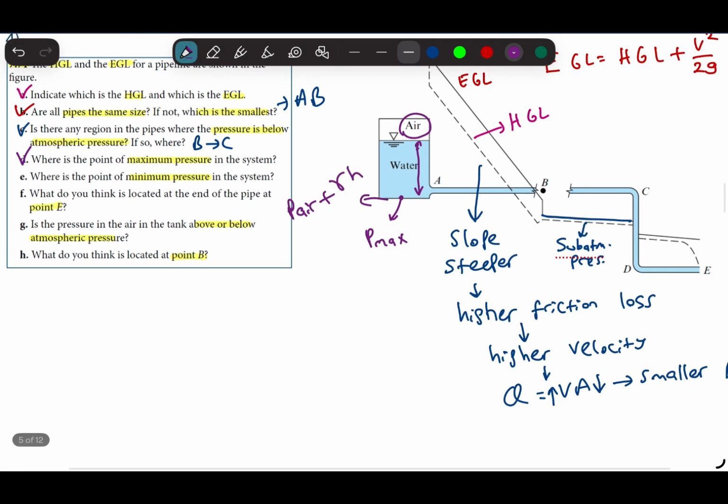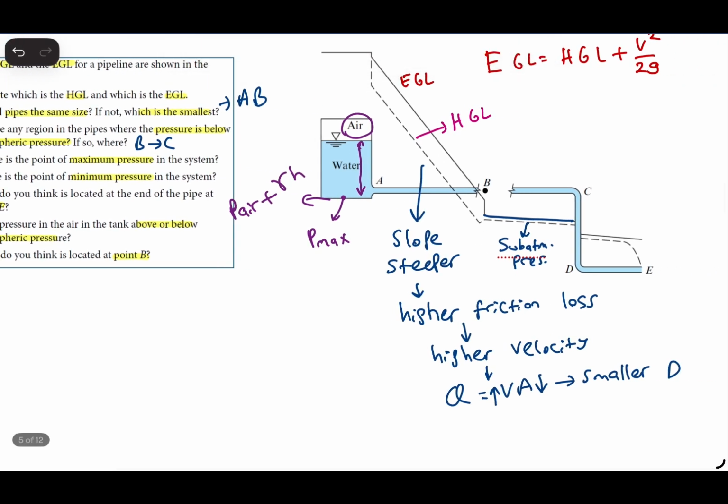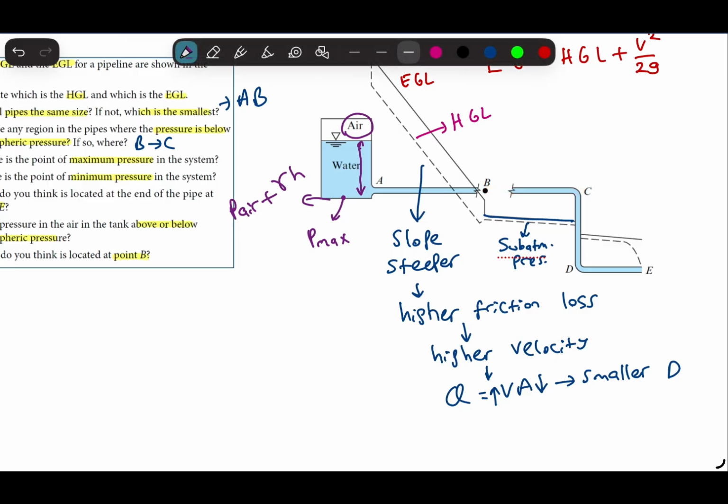In terms of the minimum pressure, it should definitely be between B and C. This is because we said there will be negative pressure here. From the hydraulic grade line, it is actually P over gamma plus the elevation.